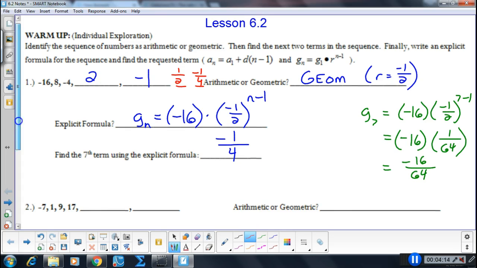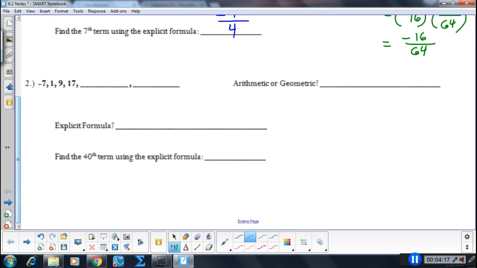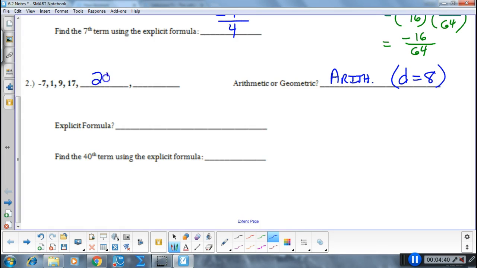Okay. Second one, arithmetic or geometric? Arithmetic. What is my common difference then? So d is 8 there. Okay. So then the next 2 terms in the sequence would be 25 here and 33 there. Okay. Explicit formula then would be a sub n is equal to negative 7.